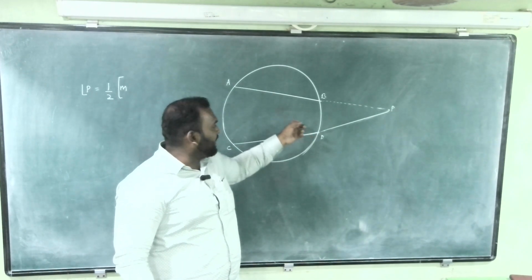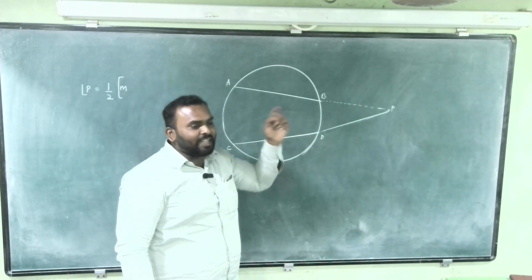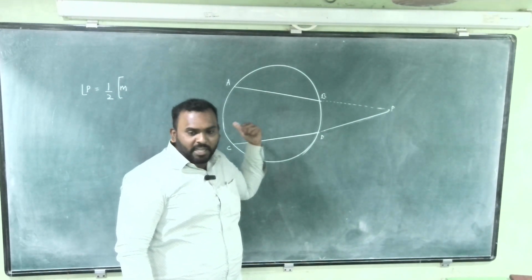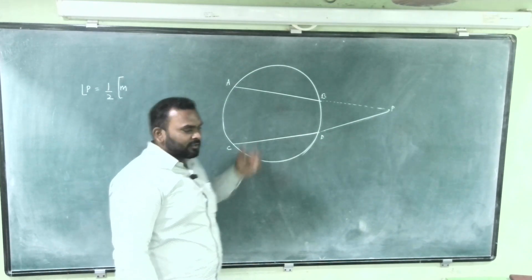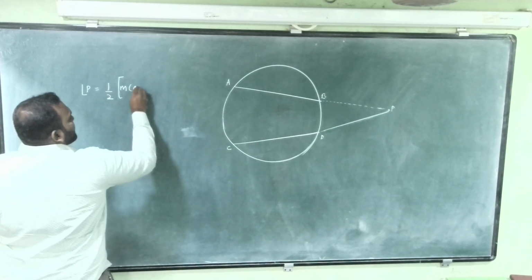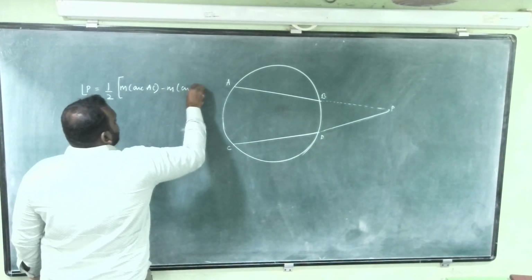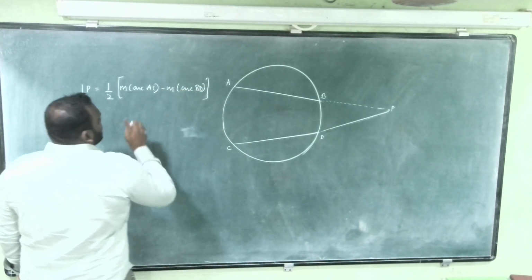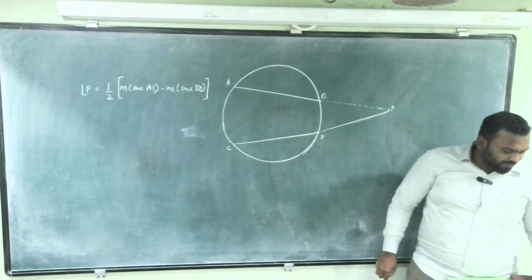Getting? Yes. When they intersected internally, it was equal to half the sum of the arcs. But here it will be equals to half the difference of the arcs. So this will be half measure arc AC minus measure arc PD. समझा? Yes. Now this you can apply it in the sum number 7, right?